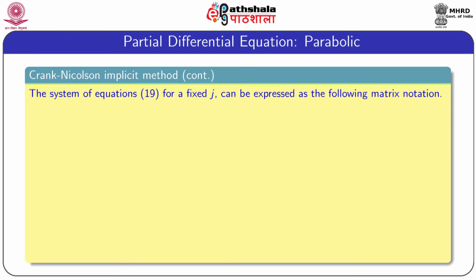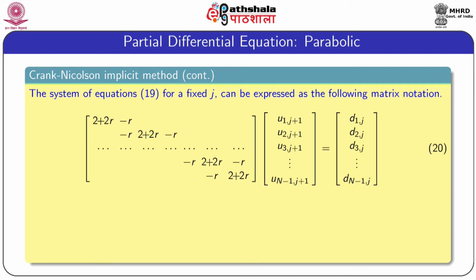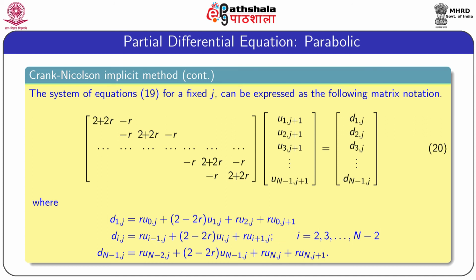The system of equation 19 for a fixed j can be expressed in the following matrix notation. This is the matrix notation. This is a system of equations. Obviously, it is a tridiagonal system of equations for a particular j. And the right hand vector, that means the values of d1j, d2j, etc. up to dn minus 1, j are calculated by the following three equations.